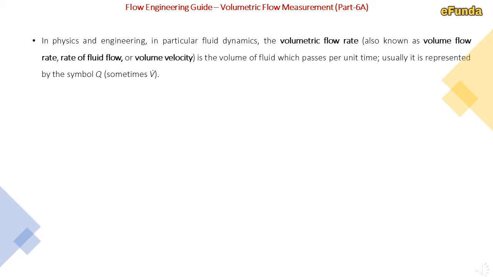In physics and engineering, in particular fluid dynamics, the volumetric flow rate, also known as volume flow rate, rate of fluid flow or volume velocity, is the volume of fluid which passes per unit time. Usually it is represented by symbol Q, sometimes V.